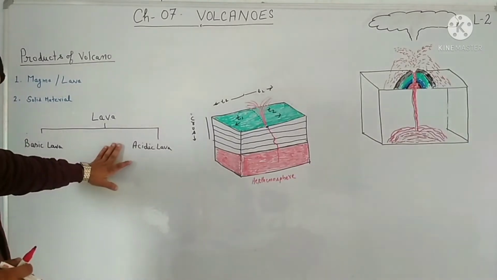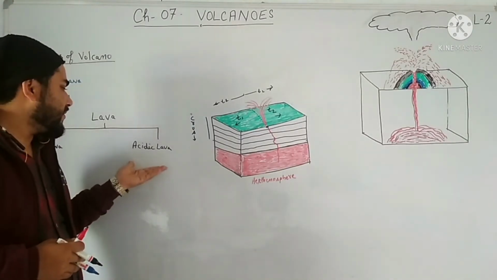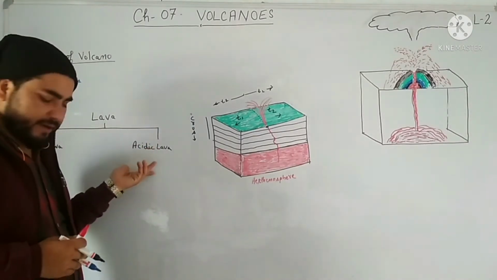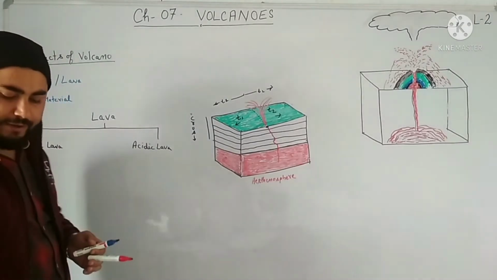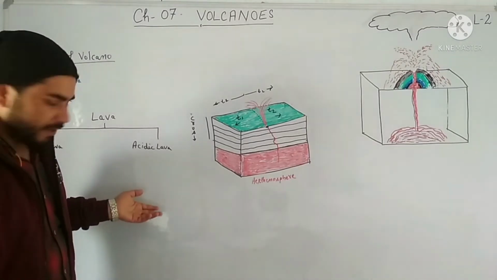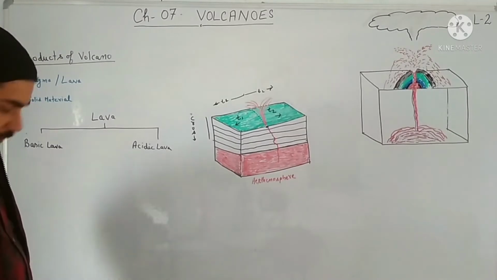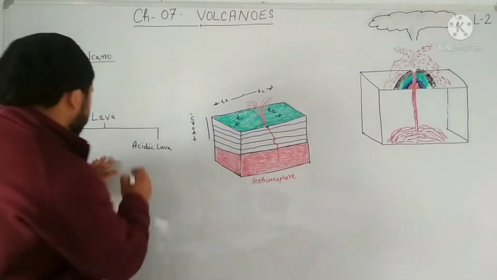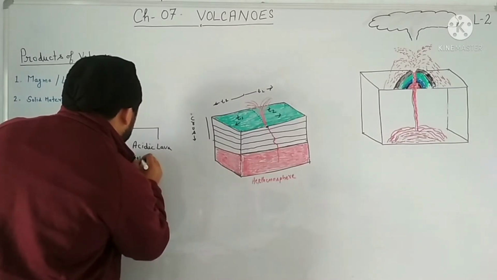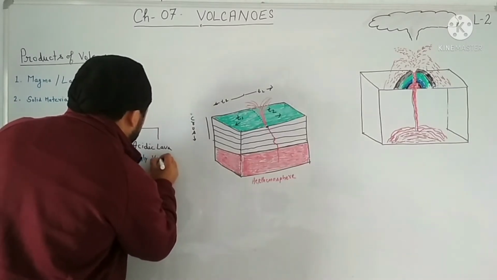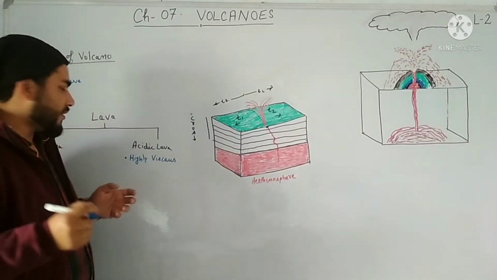Whereas acidic lava is highly viscous. Highly viscous means highly sticky. It is less fluid, light in color, and has a high percentage of silica. So what does it contain? First of all, it is highly viscous, which means that it is very thick and sticky.